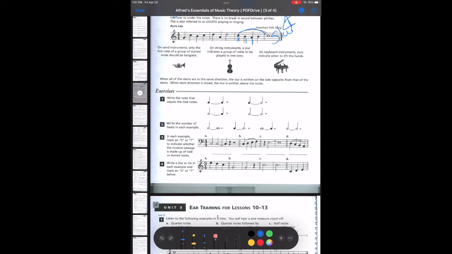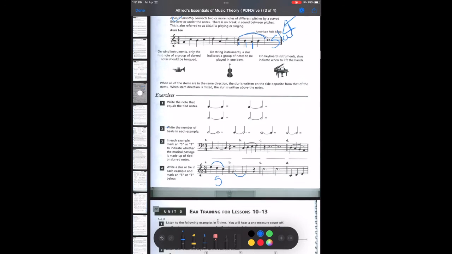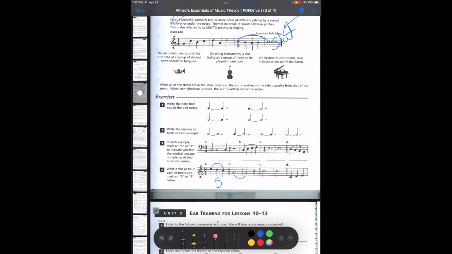Then write slur or tie in each example and mark an S or a T below. So here, if I'm going to write one of those curvy things over it, it's going to look like this. And then the notes change, so it's going to be a slur. Here, I'm going to write the curvy thing like this underneath it, but I'm going to let you look up at the top and see if it's a tie or a slur. So you can write the T or the S. Then you do the same thing for C and for D, but down.